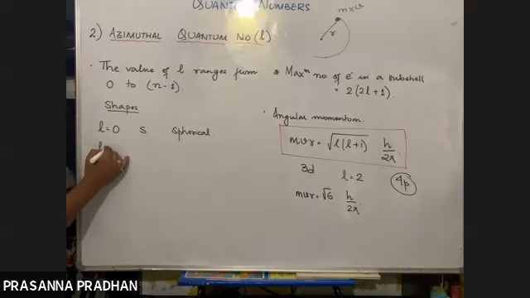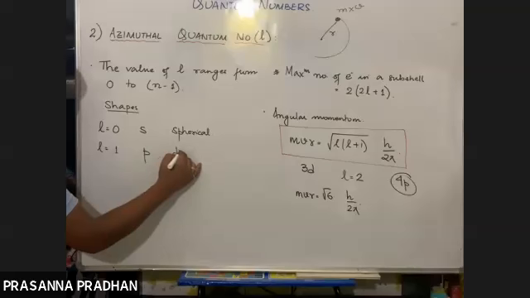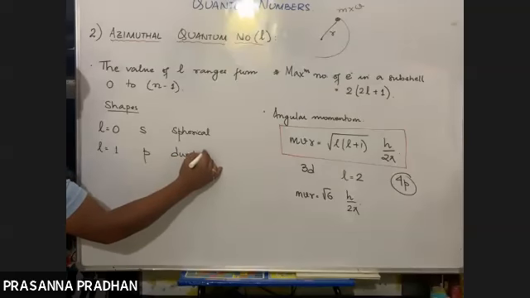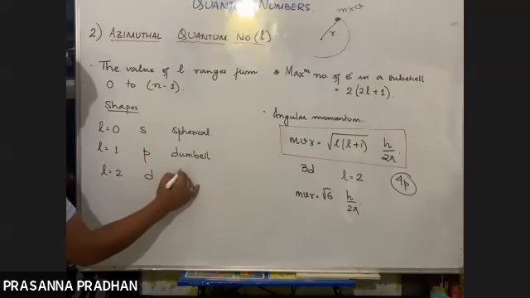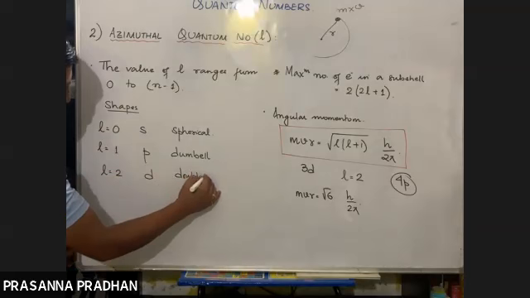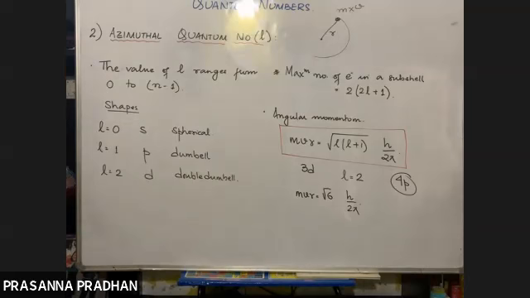L equals 1 means you're talking about which subshell? P subshell. It has the shape of a dumbbell. We'll discuss this in detail. L equals 2 means D. It has the shape of a double dumbbell. And the shape of F orbitals or F subshells is complex in nature, so we won't be discussing it here. This three is enough.